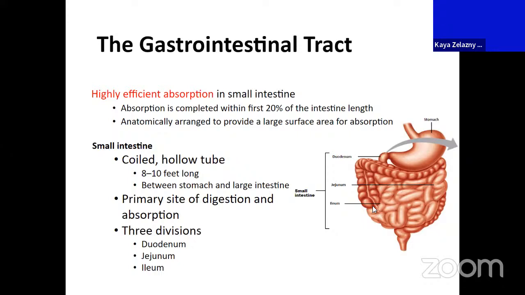Okay. The small intestine, its big job is absorption. So this is really where you're absorbing your nutrients. You don't even need your whole small intestine for this. You only need about 20% of it. So that absorption is going to happen really quick. And then we've kind of got like backup as we continue further down the small intestine, right?